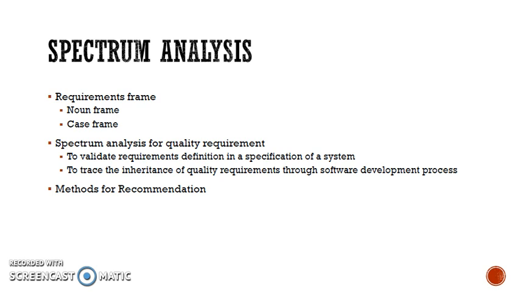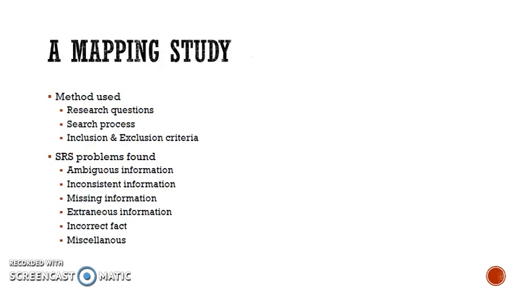This method can help stakeholders of different domains to understand the meaning of the references and the terms better. In here we can see the requirement frame, noun frame, and case frame. Semantic analysis for quality requirements is used to validate requirement definitions in a specification of a system, and also to trace the inheritance of quality requirements through the software development process. That is a mapping study.